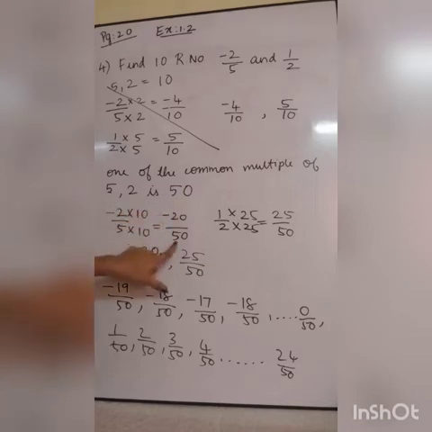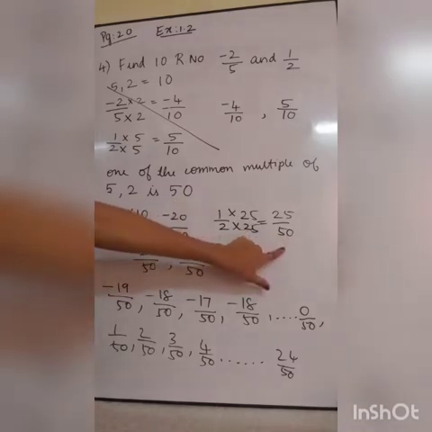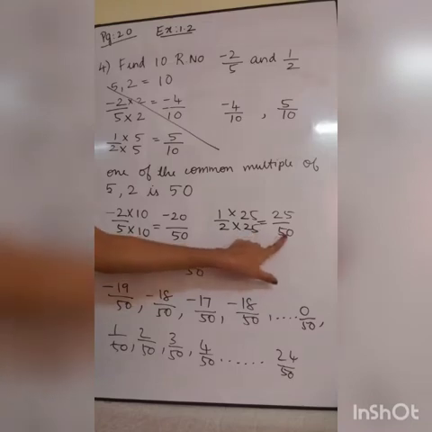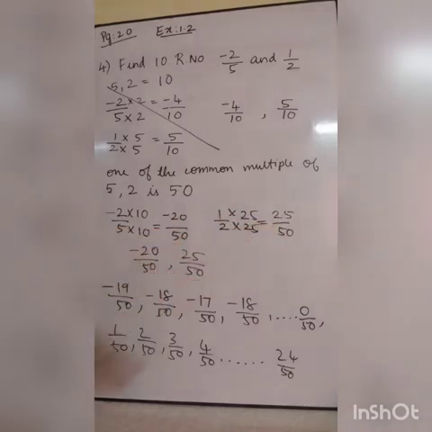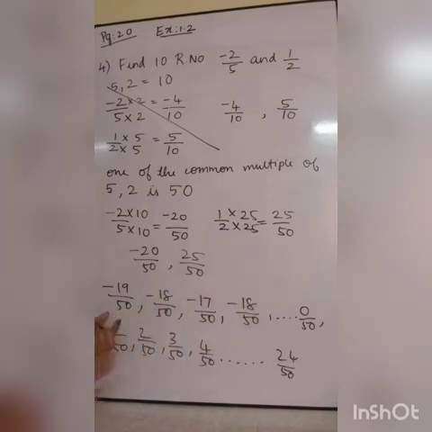So now, can we make those two numbers with 50 as the denominator? 5 into 10 is 50, 2 into 10 is minus 20. Like 2 into 25 we will get 50, upon 1 into 25, 25. So between these two numbers we can find many numbers. I have written, see, if you start from 19 till 24 you can write many numbers. Of those, if you write only 10 numbers, that's enough.